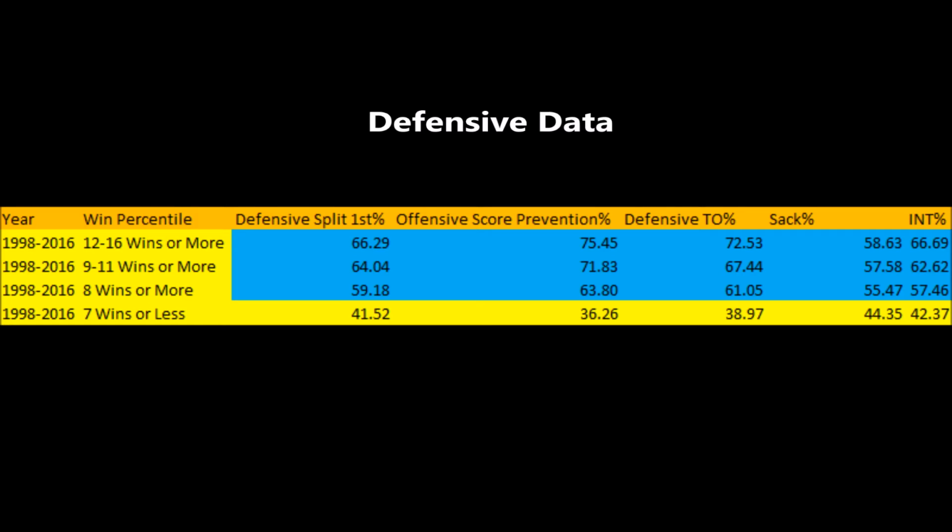Defensive turnovers: the more turnovers you create as a defense equals more wins. The more sacks you get from a percentage standpoint, the more wins you get. And interception percentage is actually higher than sack percentage, so interception percentage is more important than sacks. I'll still pay attention to sacks. When I'm doing my previews, I'll talk about sacks because I think sacks can have significant impacts.